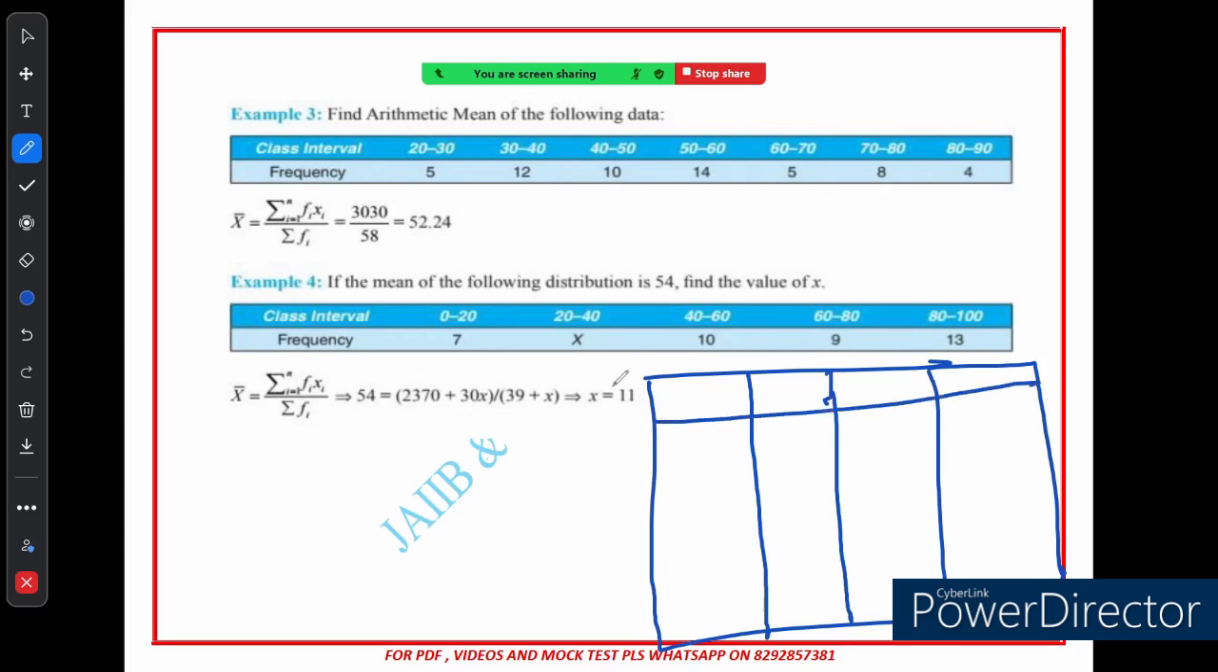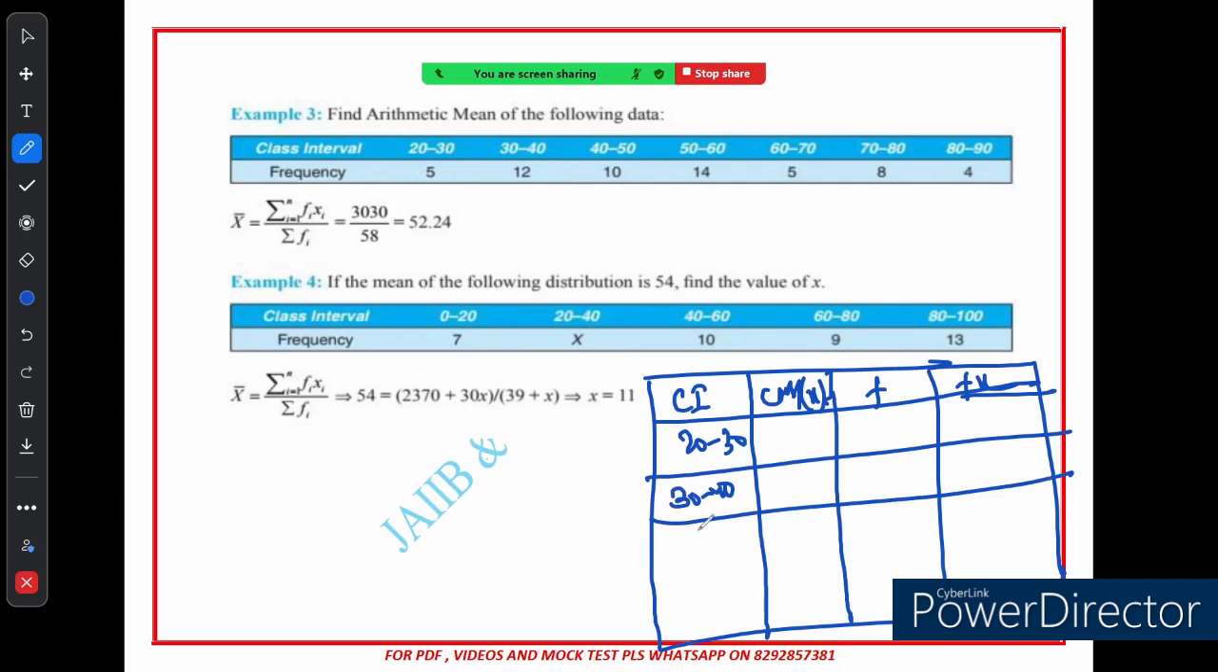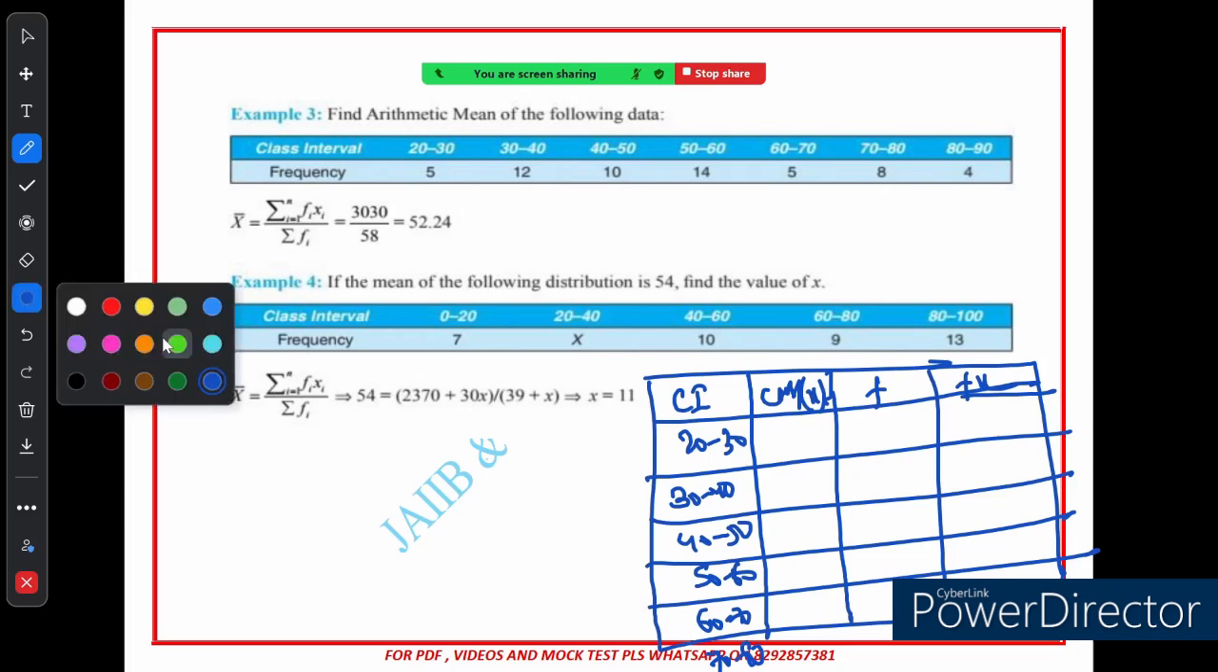Here this is the class interval, this is the class mark, this is f, the frequency, and this is the multiplication, you can call it f into x. Now what is the class interval? 20 to 30, 30 to 40, 40 to 50, 50 to 60, 60 to 70, 70 to 80, and finally 80 to 90. I don't have space for that, but don't worry, just understand the basic concept which we have to do.